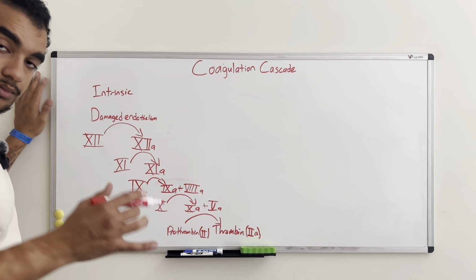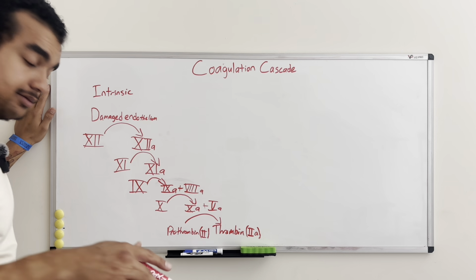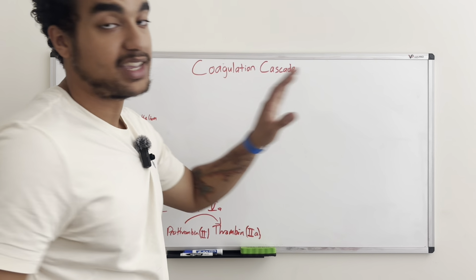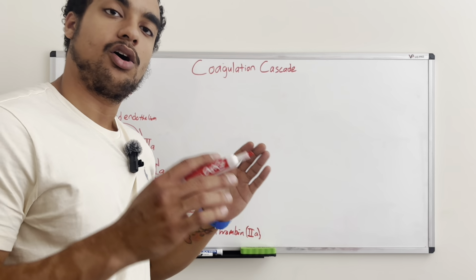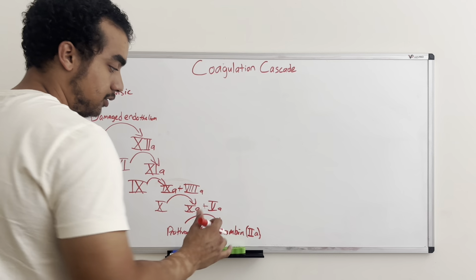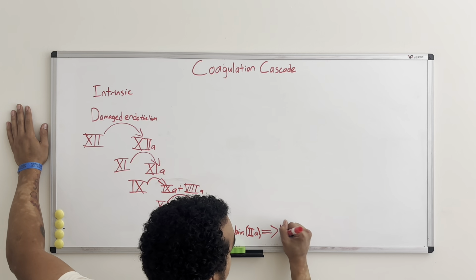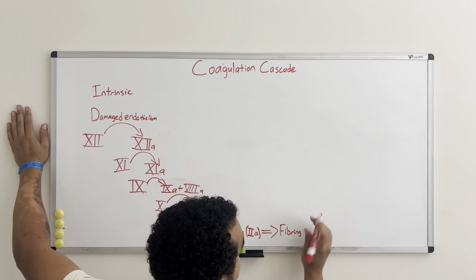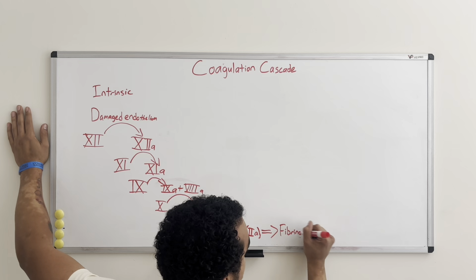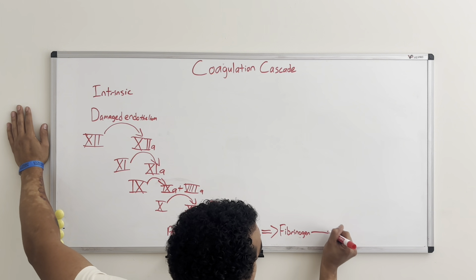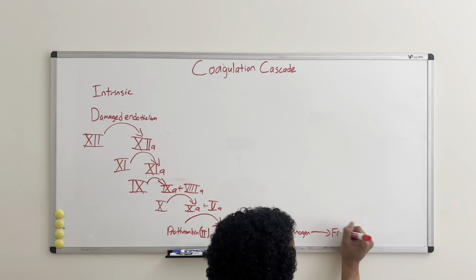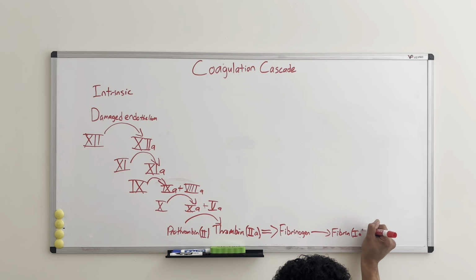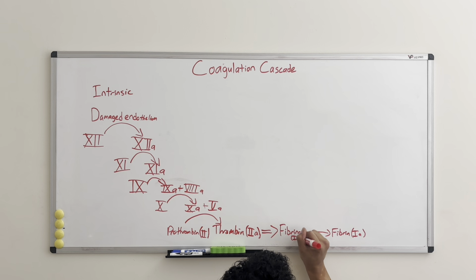Okay, so you may have heard that 10 is a part of the common pathway simply because it's the first factor among the intrinsic and extrinsic pathway that are similar between the two. So after thrombin, fibrinogen turning into fibrin. And now fibrin is factor 1A. That would mean fibrinogen is factor 1.